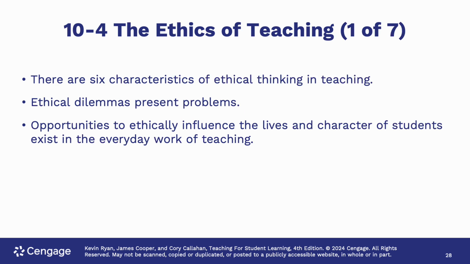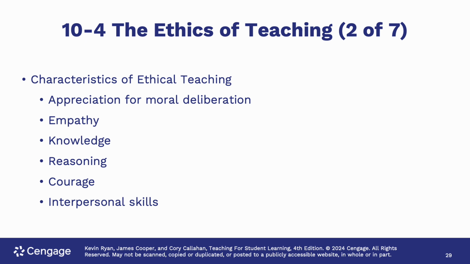There are 6 characteristics of ethical thinking in teaching. Ethical dilemmas present a lot of problems. Opportunities to ethically influence the lives and characters of students exist in the everyday work of teaching. So some of those characteristics of ethical teaching include appreciation for moral deliberation. Situations all have an element of right and wrong. We need to be able to see both sides of a story. Empathy, so we can feel what another person is feeling in an ethically troublesome situation.